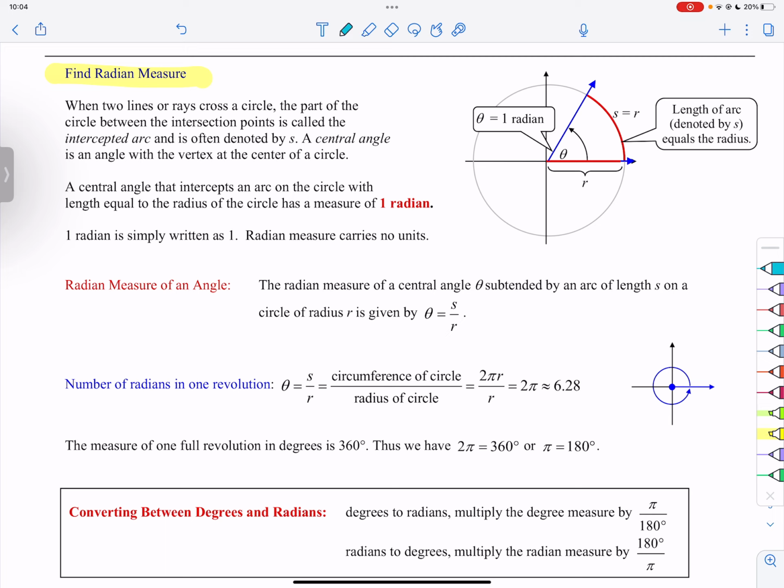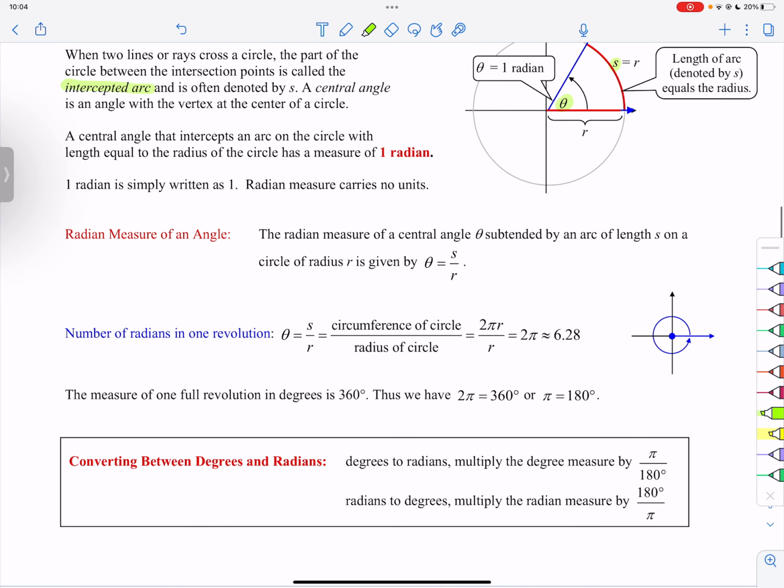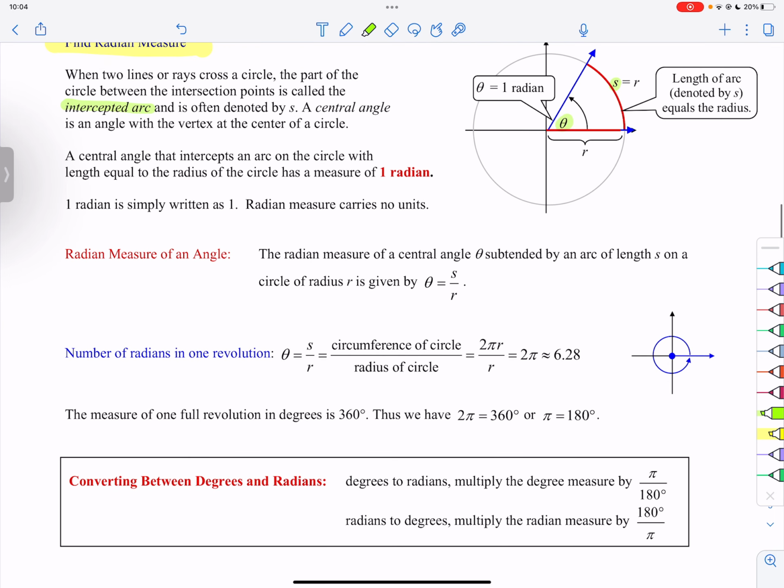When two lines or rays cross a circle, the part of the circle between the intersection points is called the intercepted arc, and it's often denoted by S, and you can see that S right here. A central angle is an angle with the vertex at the center of the circle. So you can see the central angle there shown. So a central angle that intercepts an arc on the circle with length equal to the radius of the circle has a measure of 1 radian.